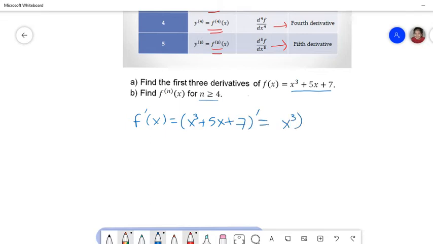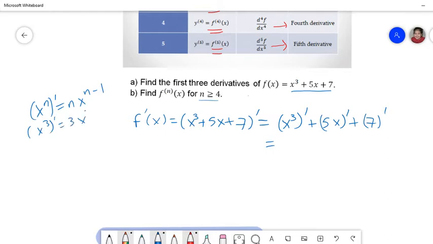Then we take the derivative of x cubed, plus 5 times the derivative of x, and then the derivative of 7. The first one, by using the power rule, the derivative of x cubed is 3 times x to the 3 minus 1, which is 3x squared.